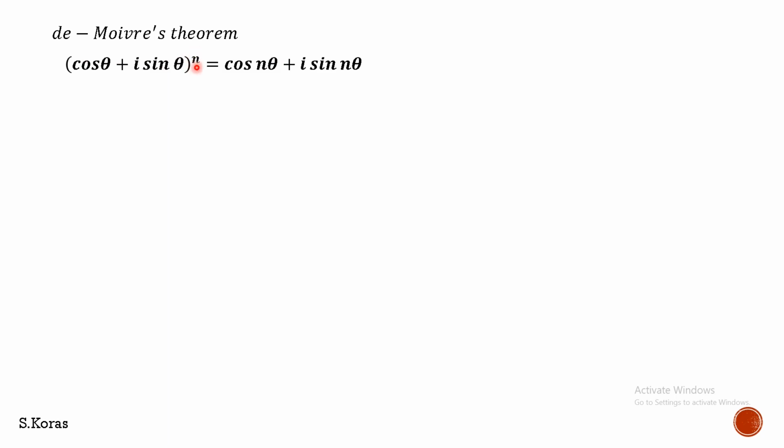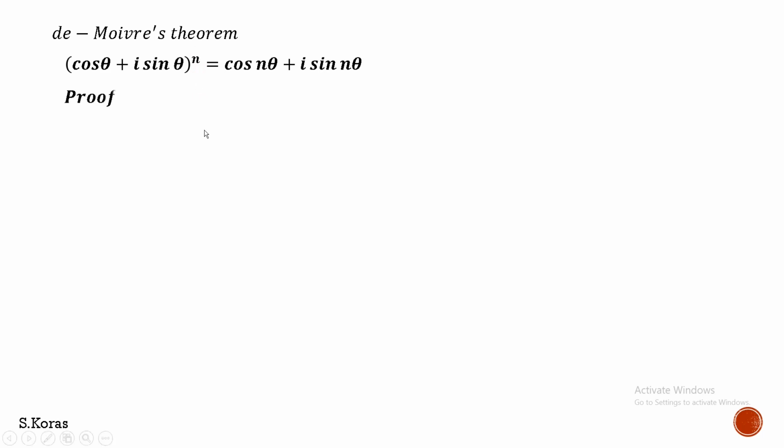That is, n may be a positive integer or negative integer, or a rational number, or it may be an irrational number. That is, it is true for all real numbers. But here we are going to prove only for positive integer, negative integer, and rational numbers. So here there are three cases. First case is about positive integer, second case is about negative integer, and the third case is rational numbers.